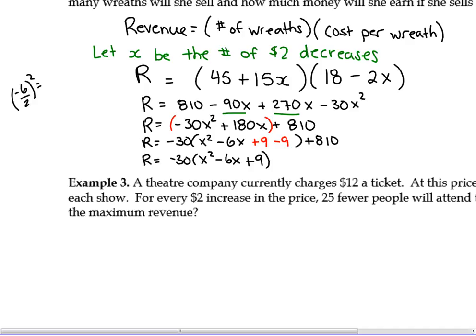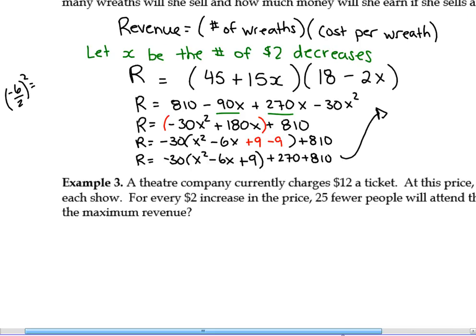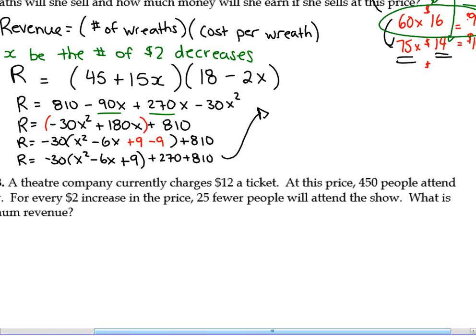Yeah. Negative 9 times negative 30. Positive 270. Two negatives, right? So our completed square form becomes revenue equals negative 30. What does this become as factored form? X minus 3 squared plus, collecting like terms, 1080.